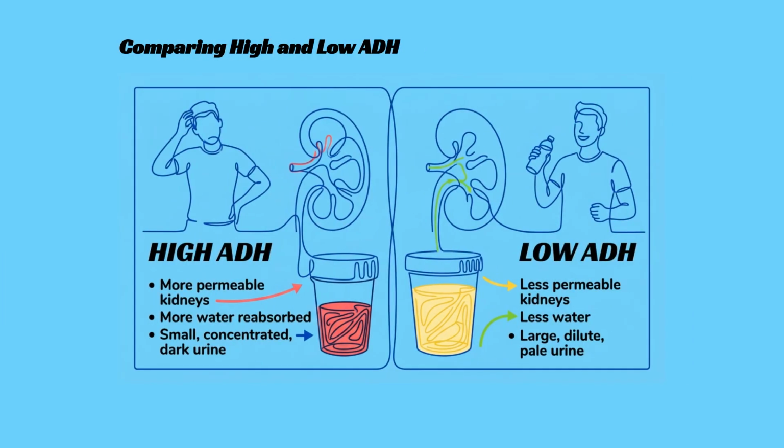A high ADH level results in more permeable kidneys and more water reabsorbed, producing small, concentrated, dark urine. Conversely, low ADH means less permeable kidneys, less water reabsorbed, and large, dilute, pale urine. This link is key for exam success.